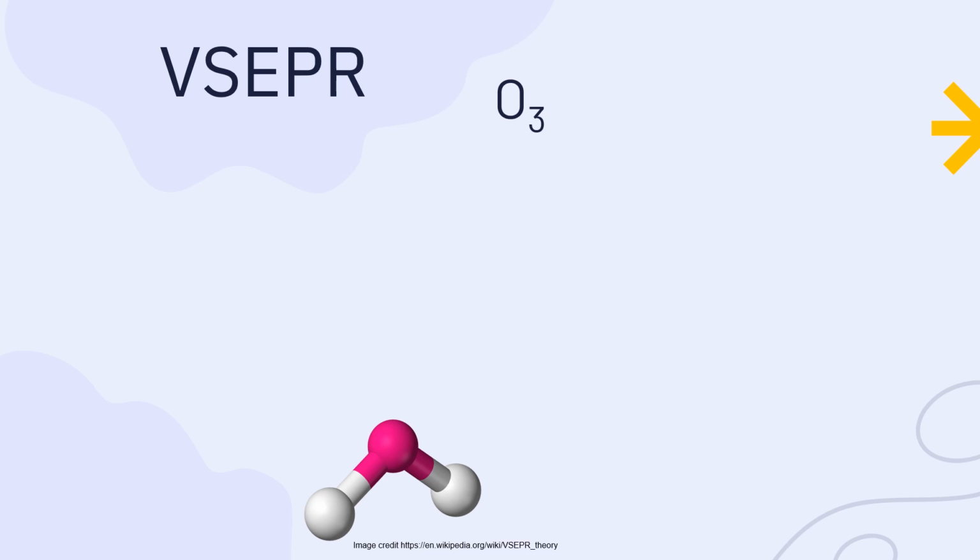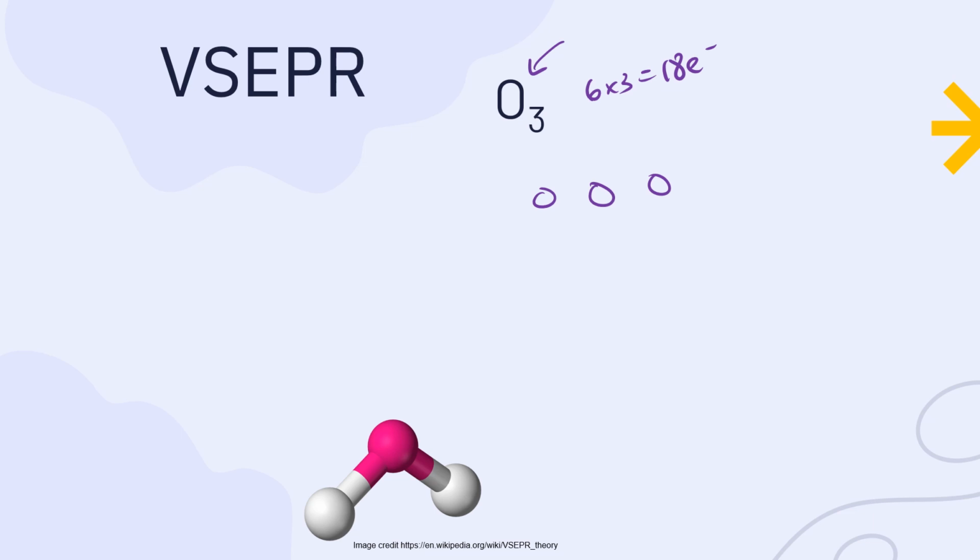But first, let's talk about ozone. So O3 is ozone. We have 3 oxygens. Each has 6 valence electrons. There's 3 of them. That makes 18 electrons. It's all oxygen, so it doesn't matter which oxygen we put in the middle. It's going to be all oxygens.